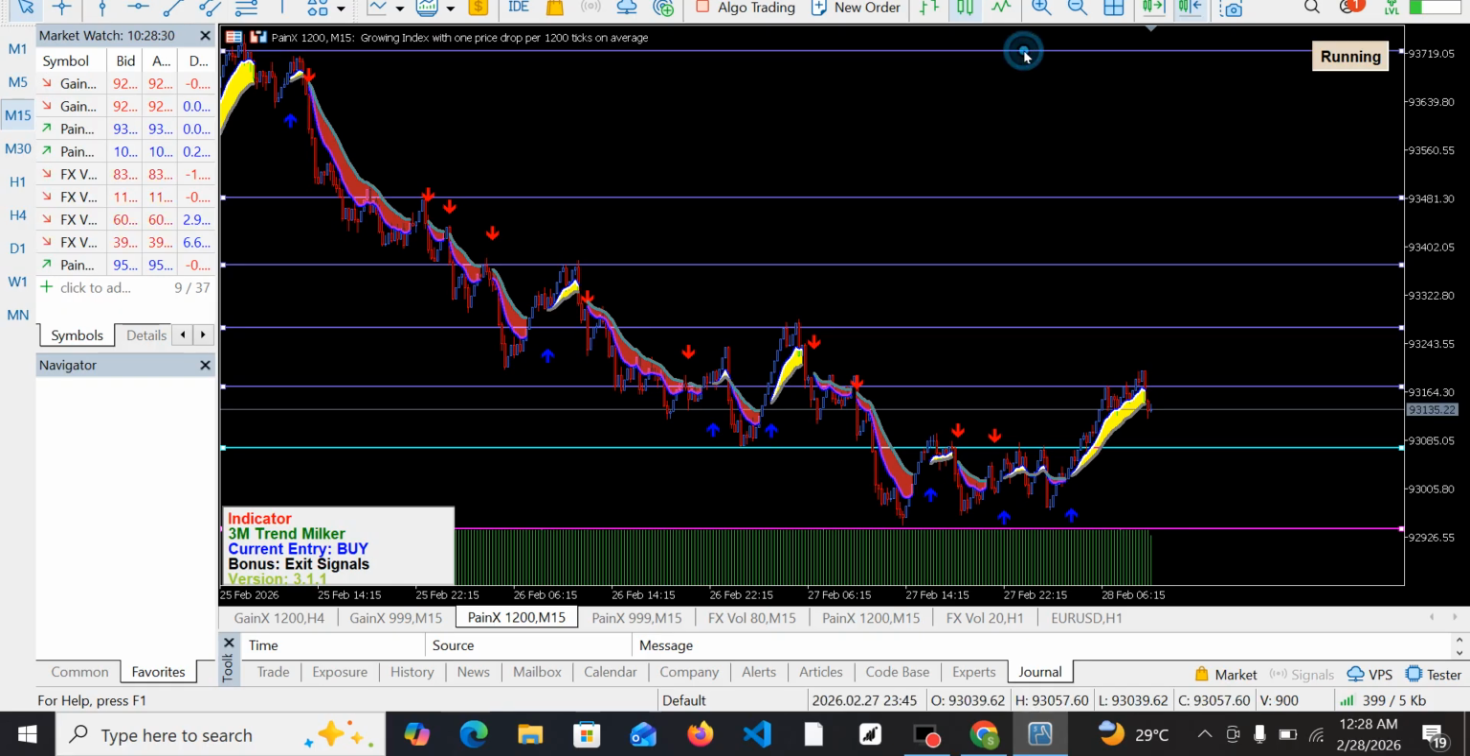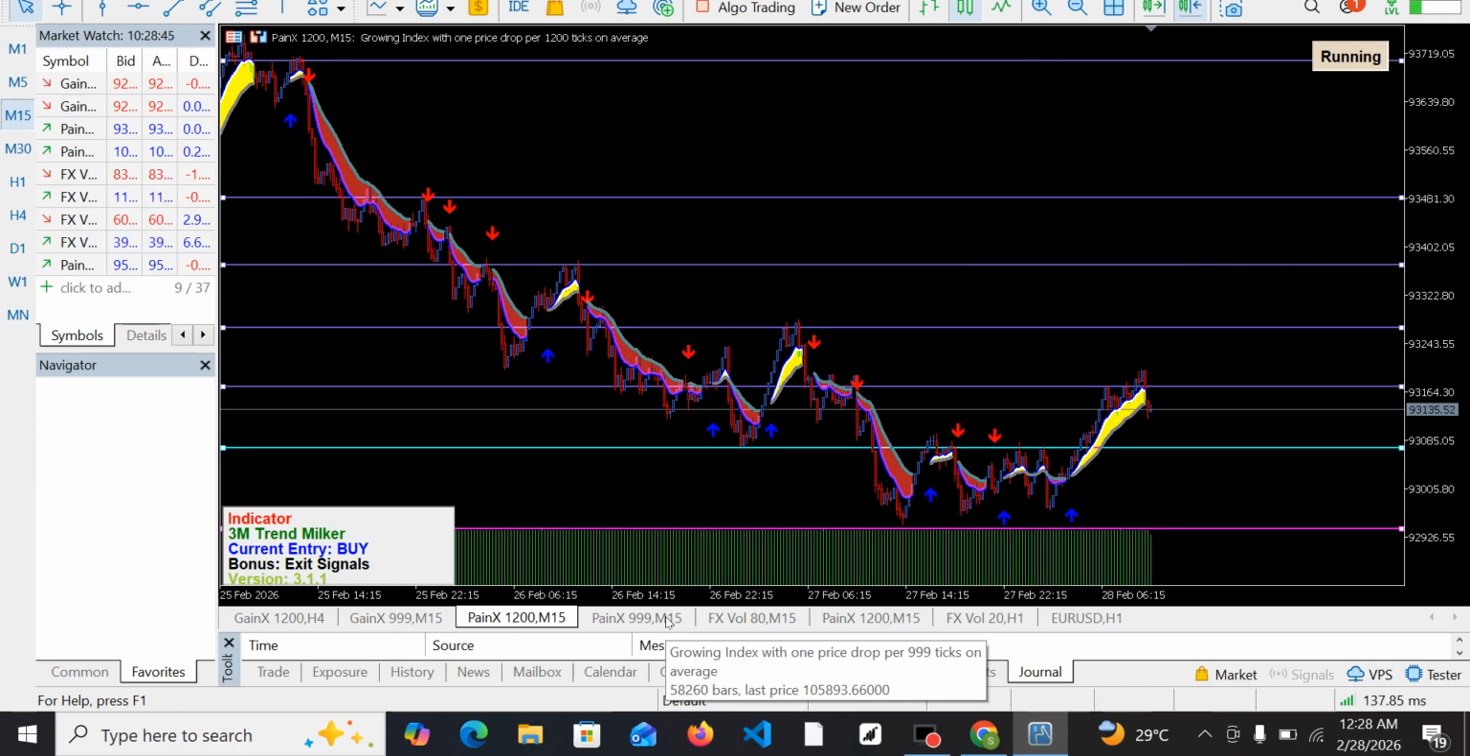But there might be pullbacks in between. So this is very important. This is another setup for a buy signal for PayNext 1200. Remember, we will always have pullbacks in between. Then let's check out PayNext 999.